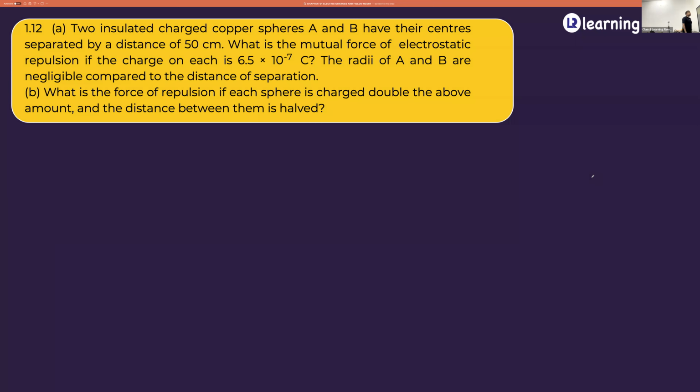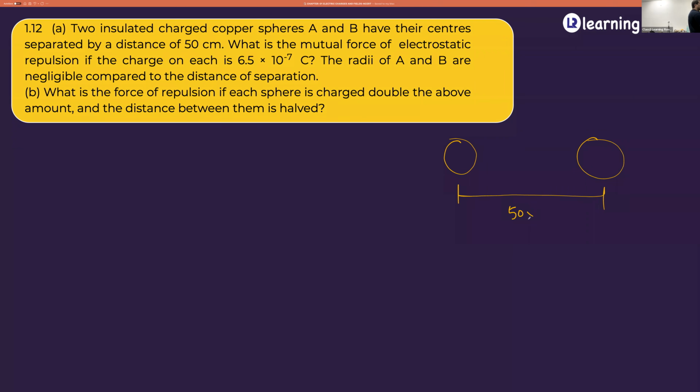So two insulated charged copper spheres A and B have their centers separated by a distance of 50 centimeters. What is the mutual force of electrostatic repulsion if the charge on each is 6.5 into 10 power minus 7 coulomb? The radii of A and B are negligible compared to the distance of separation, meaning the charges are considered to be point charges.